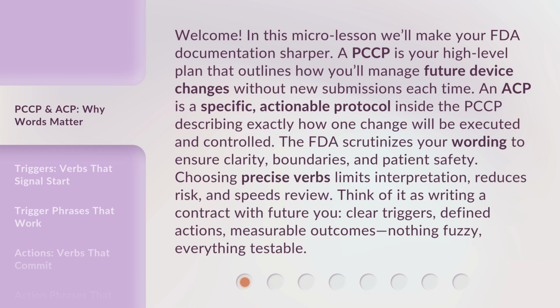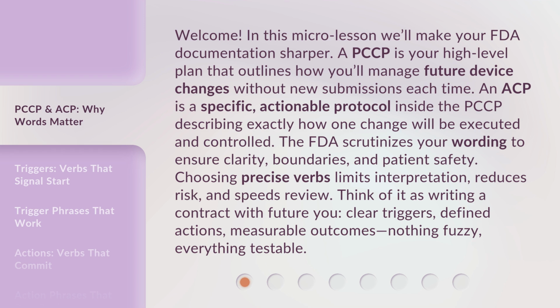A PCCP is your high-level plan that outlines how you'll manage future device changes without new submissions each time. An ACP is a specific, actionable protocol inside the PCCP describing exactly how one change will be executed and controlled. The FDA scrutinizes your wording to ensure clarity, boundaries, and patient safety. Choosing precise verbs limits interpretation, reduces risk, and speeds review.